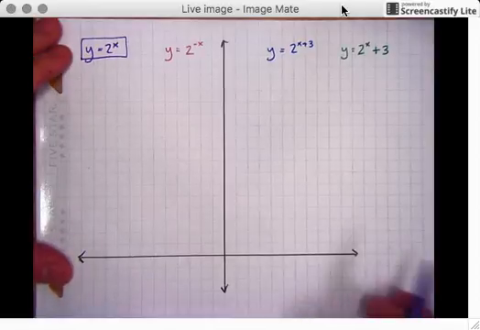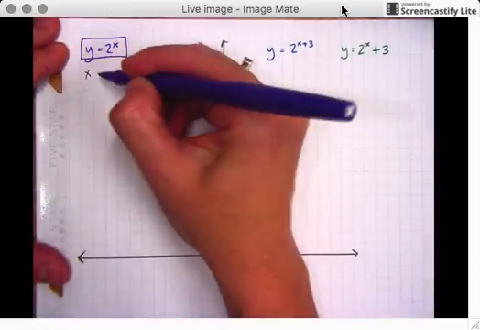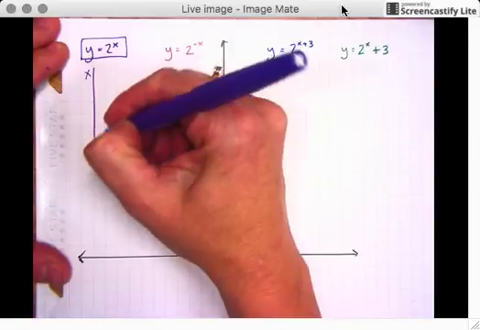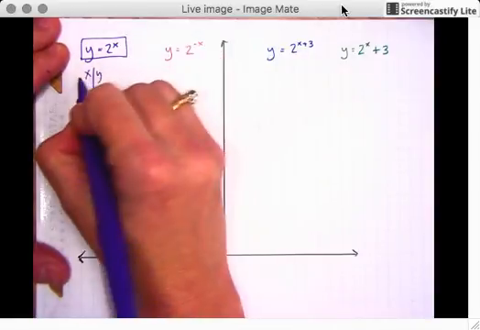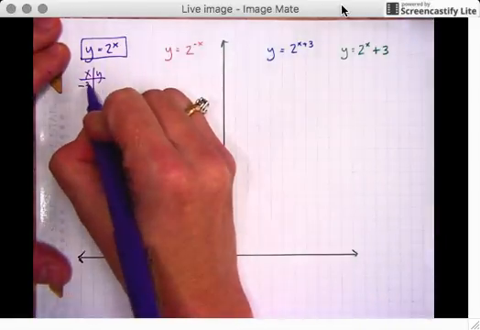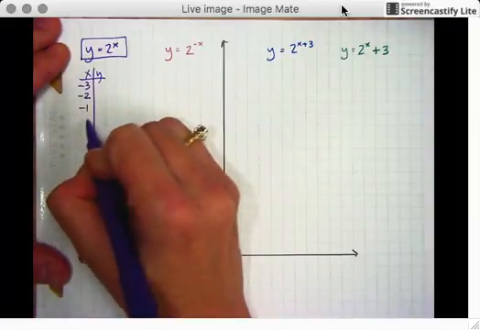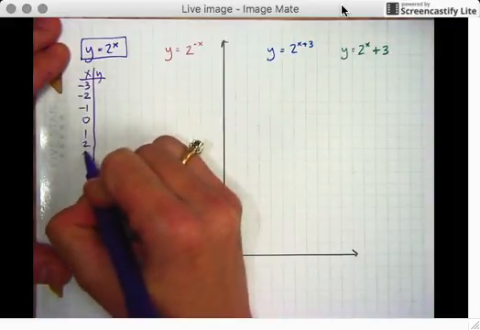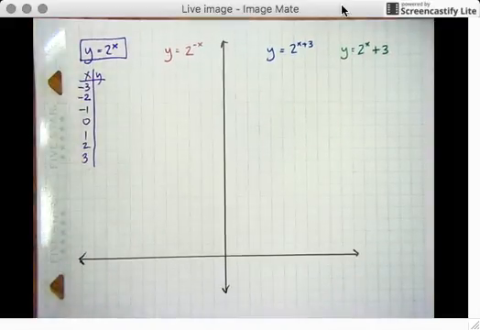So in order to graph this purple one, I'm going to make a small XY chart, just a very small one. I'm going to plug in, let's say, -3, -2, -1, 0, 1, 2, and 3, so I can get some detail and see what this looks like. Once I know where it lies, I should be able to graph the other 3 fairly easily.